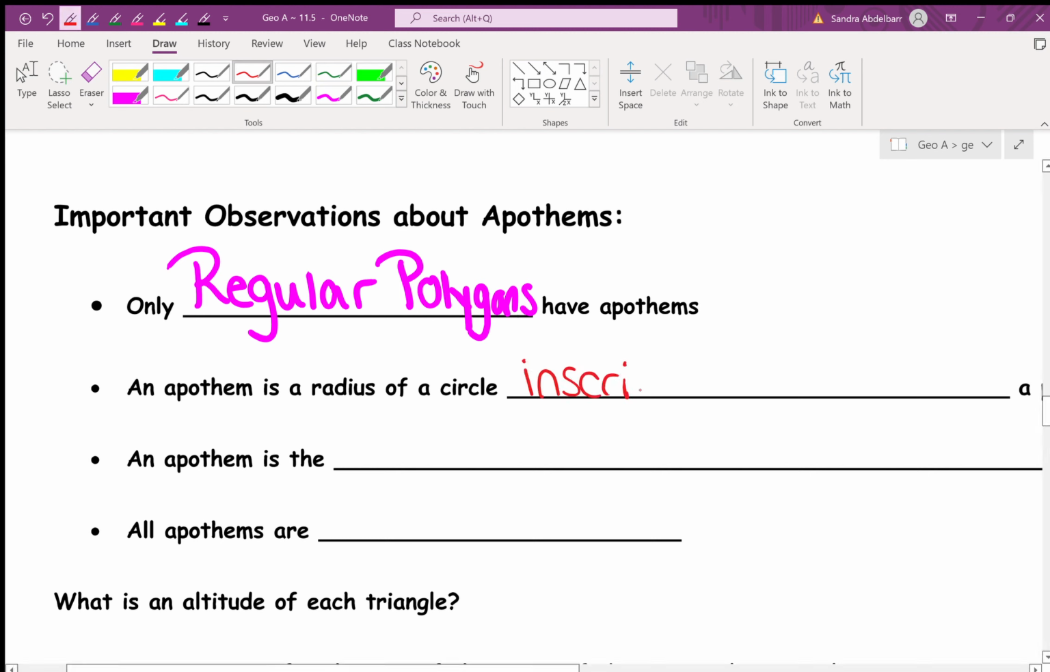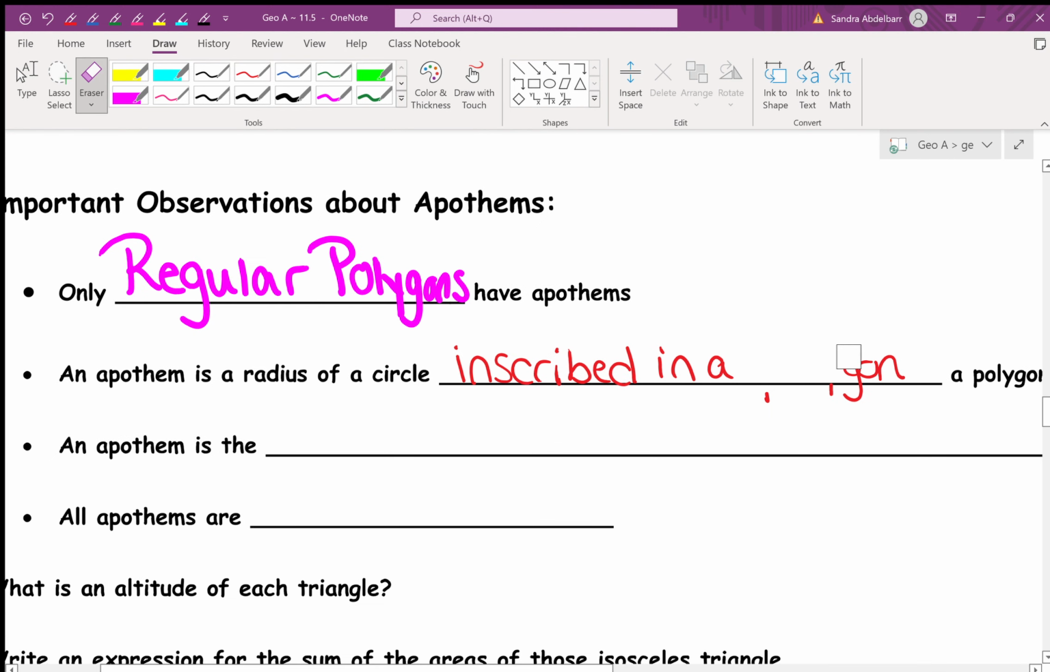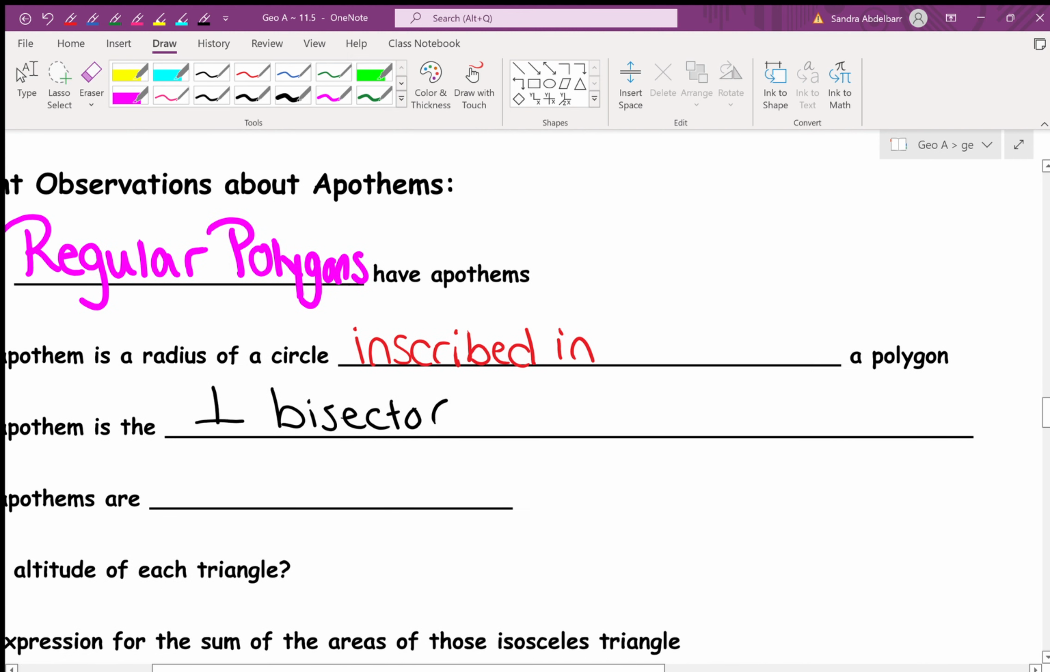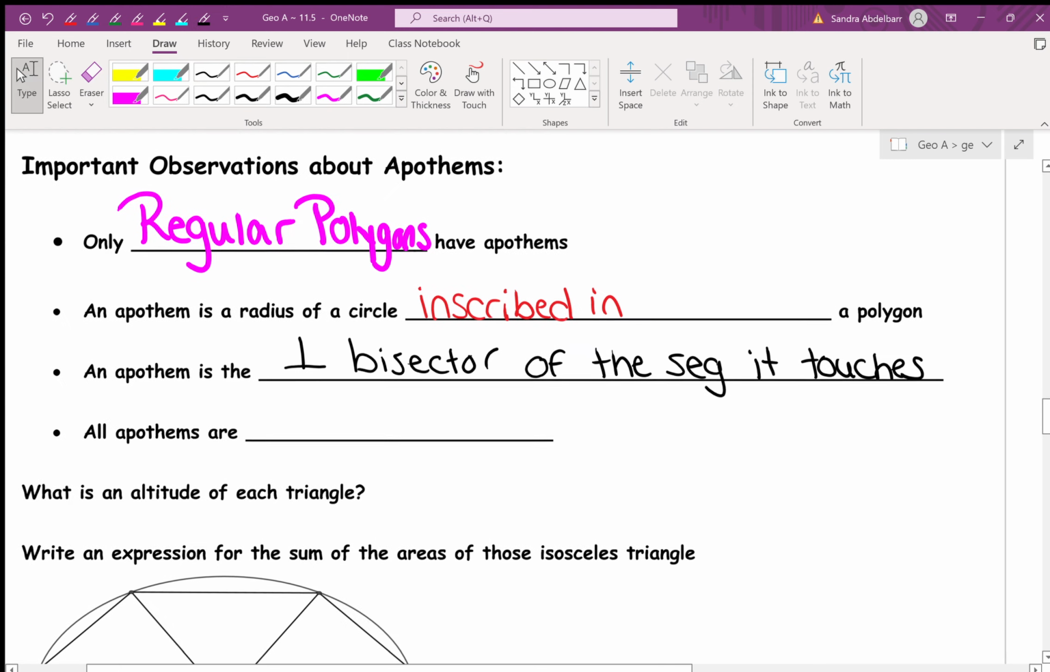inscribed in a polygon. That's not so important for you to know. An apothem is the perpendicular bisector of the segment it touches. And last thing, all apothems are congruent.